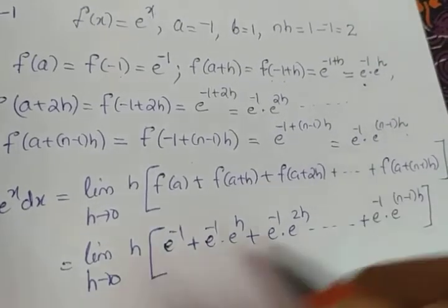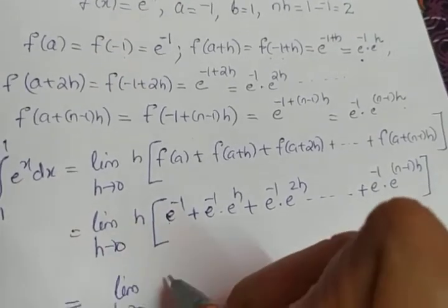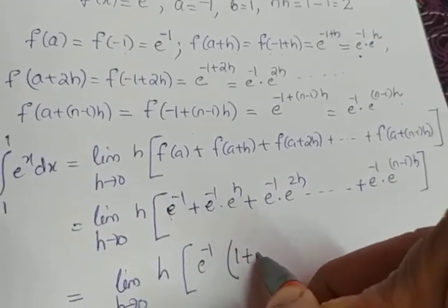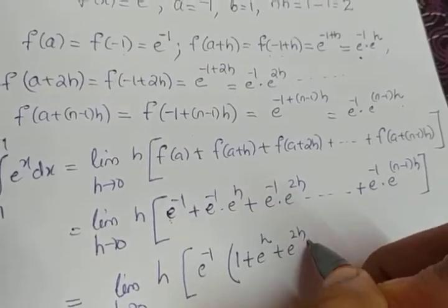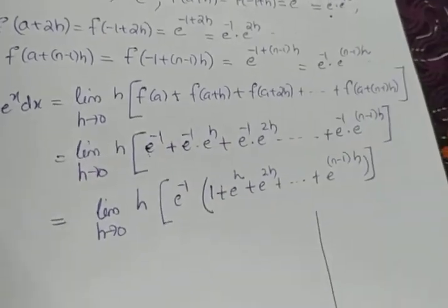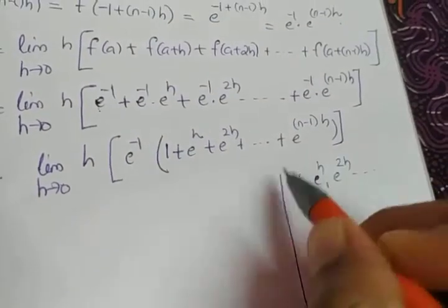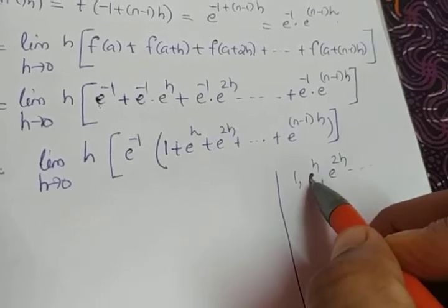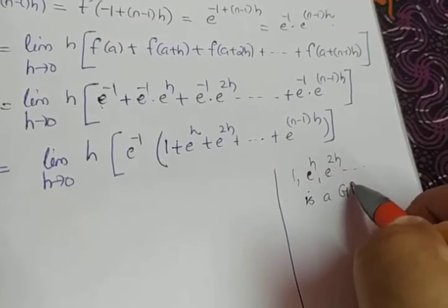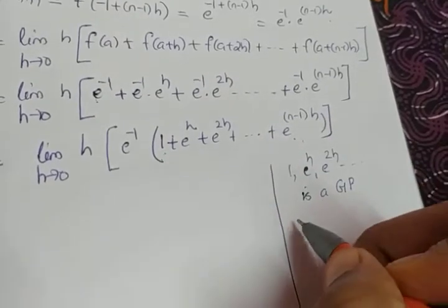So there are n terms, and of all the terms, what is common? e raised to minus 1 is common. So limit h tends to 0, h into e raised to minus 1 into, what is the balance? Here it is 1 plus e raised to h plus e raised to 2h plus etc. plus e raised to n minus 1 into h. If I am taking the terms 1, e raised to h, e raised to 2h, etc., 1 into e raised to h gives you e raised to h, e raised to h into e raised to h gives you e raised to 2h. That means these terms are in GP. Here the question is to find the sum of n terms, so the question is to find Sn.